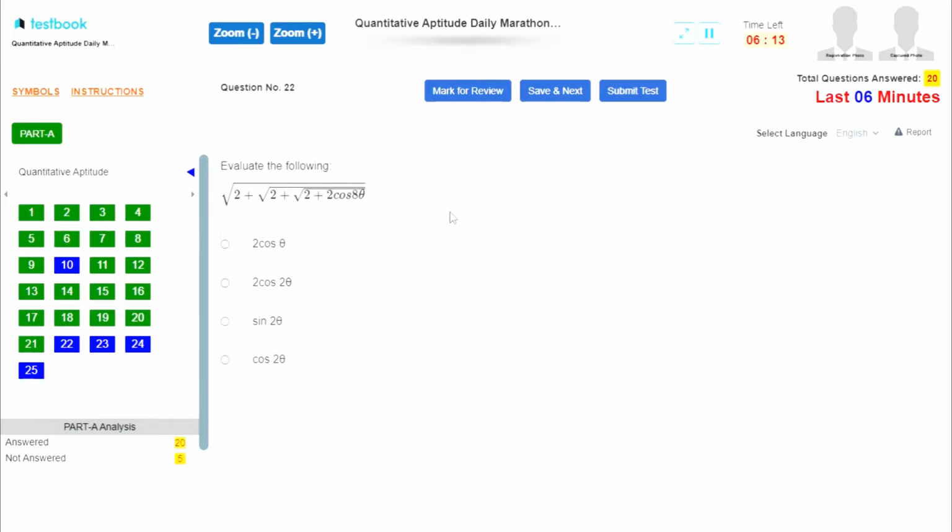2 plus root 2 plus root 2 plus 2 cos 8 theta. So putting some value, theta will be, I guess, 0, 2. 2 plus 2, 4. We got 2. Again 4, we got 2.